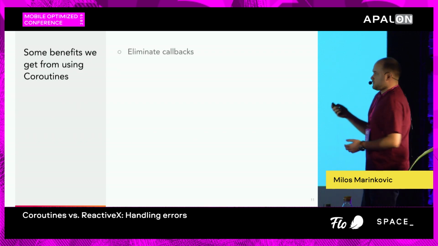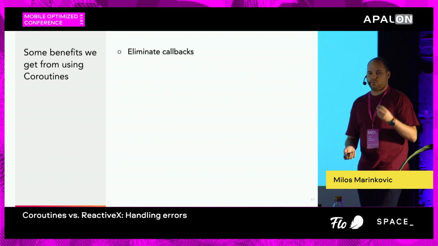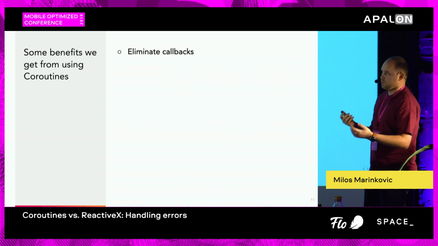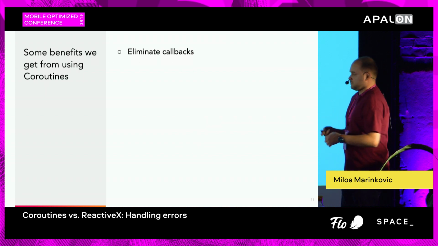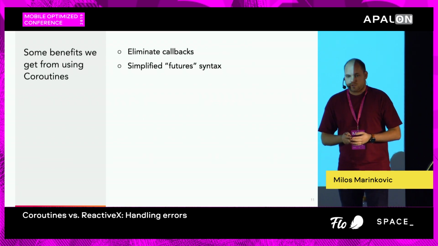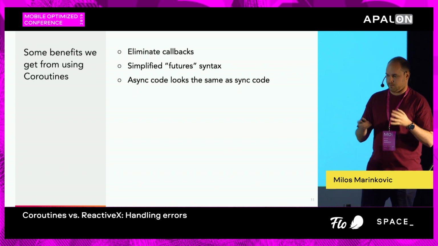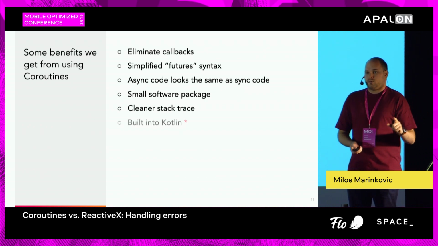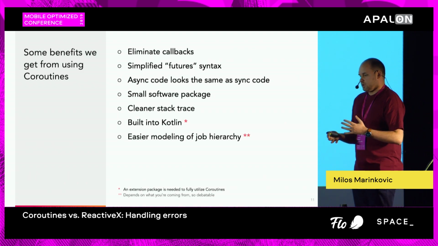Some of the benefits we got from introducing coroutines: we eliminated callbacks, in the sense where you would subscribe to something and wait for a result. Coroutines internally do the same thing, but it's hidden from you as a developer. You don't see it. You don't read the code this way. We have the simplified future syntax with async. You have async code that looks like synchronous code, as I already mentioned. We have a small software package. We have cleaner stack trace. They are built into Kotlin. And they have easier modeling of job hierarchy.